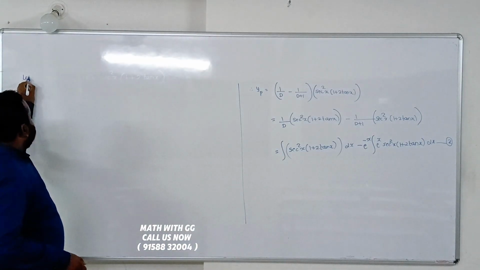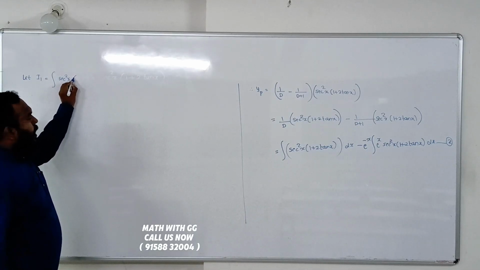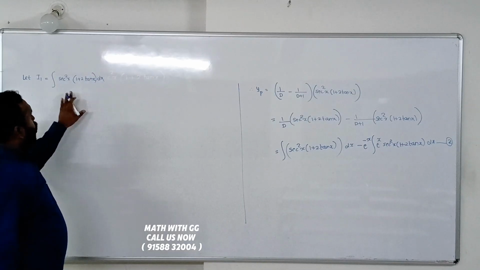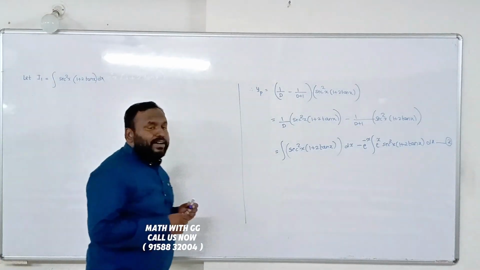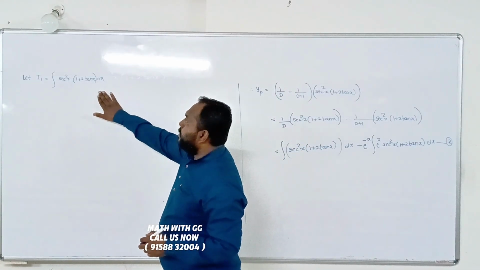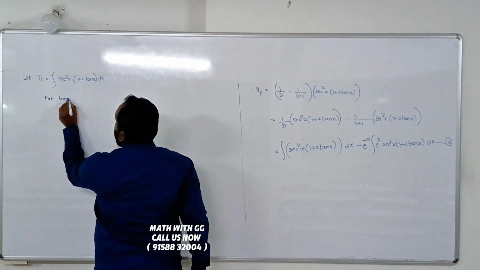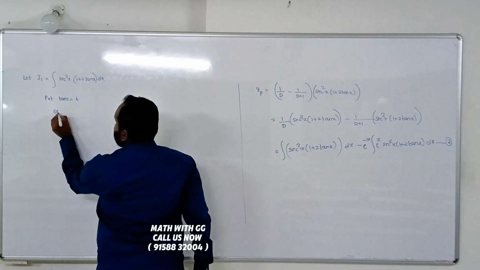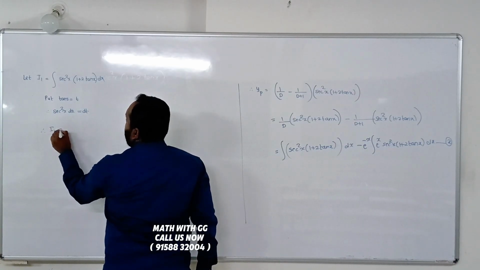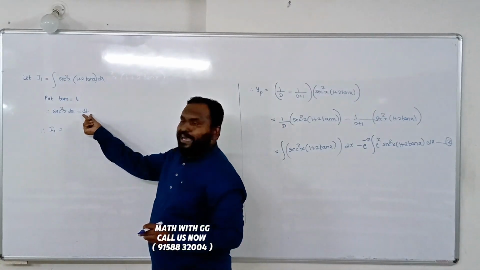So let I1 be equal to integration sec square x into (1 plus 2 tan x) dx. If you observe this integration, the derivative of tan x is sec square x, which is already present here. So this integration can be solved using substitution. Put tan x equal to t. Therefore, sec square x dx equal to dt. Therefore, I1 is equal to, replacing sec square x dx by dt.